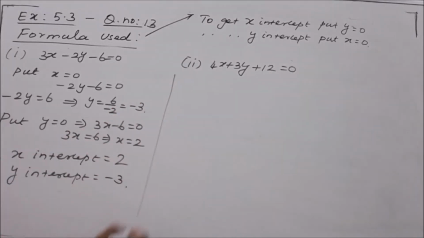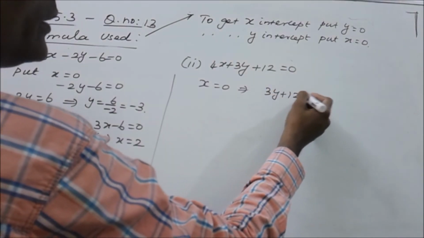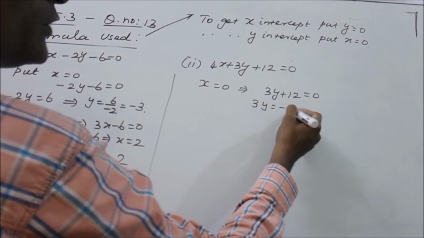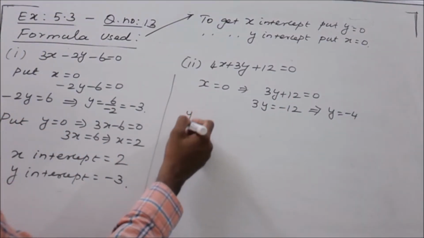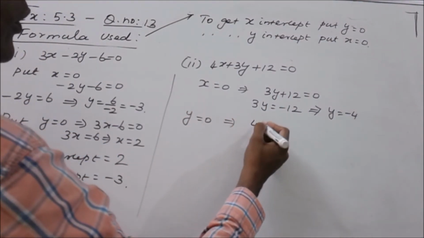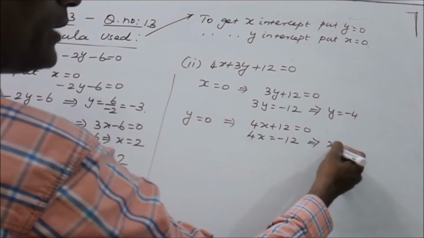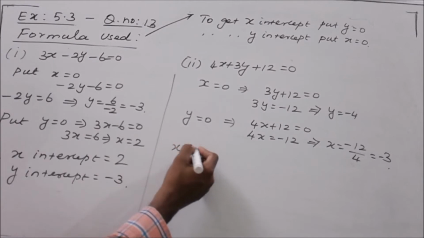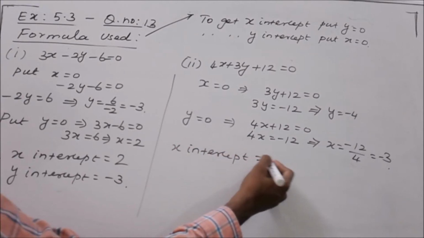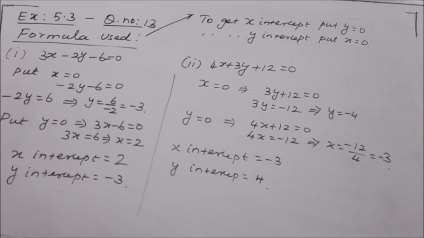Similarly here, x equal to 0 implies 3y plus 12 equal to 0. 3y equal to minus 12, which implies y equal to minus 12 divided by 3, equal to minus 4. Y equal to 0 implies 4x plus 12 equal to 0. 4x is equal to minus 12, which implies x is equal to minus 12 by 4 equal to minus 3. Therefore, x-intercept equal to minus 3, y-intercept equal to minus 4.